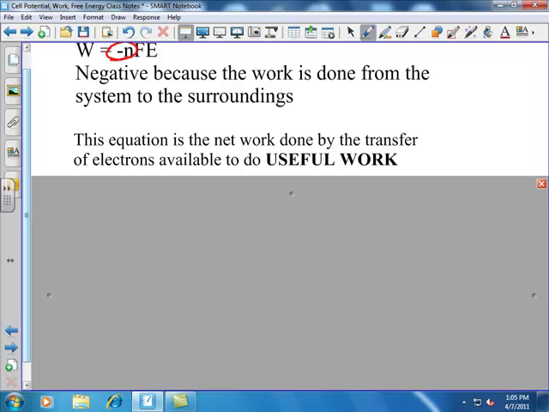So this equation is the net work done by the transfer of electrons that is available to do useful work.